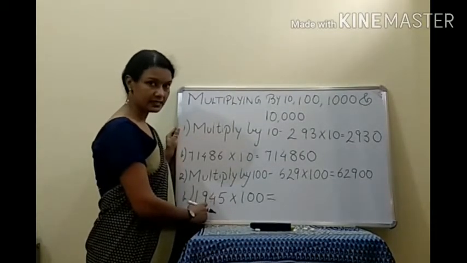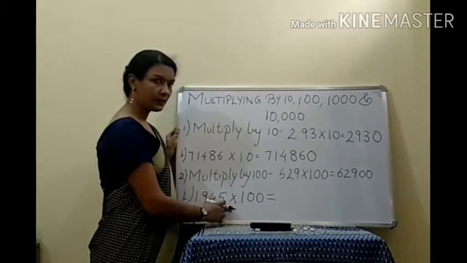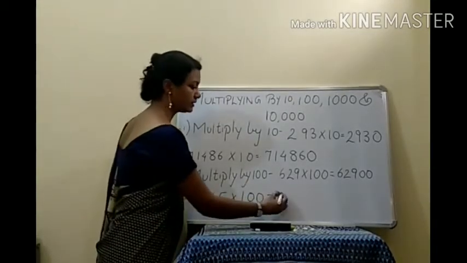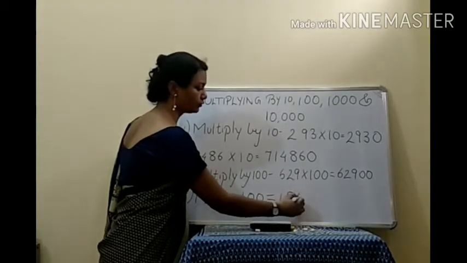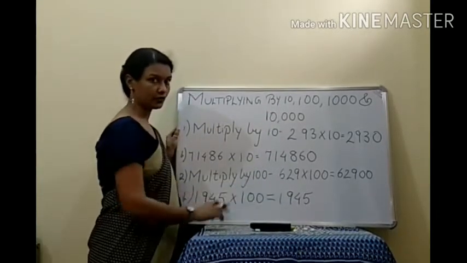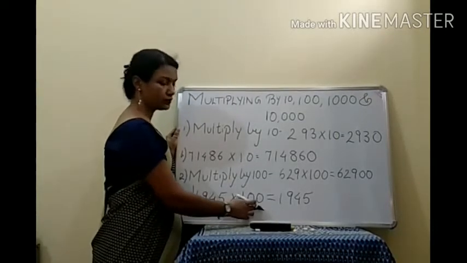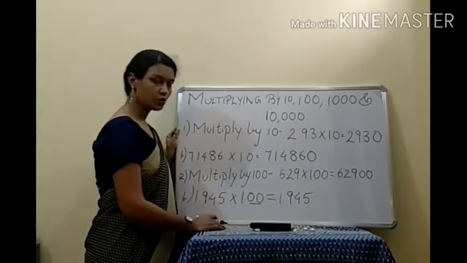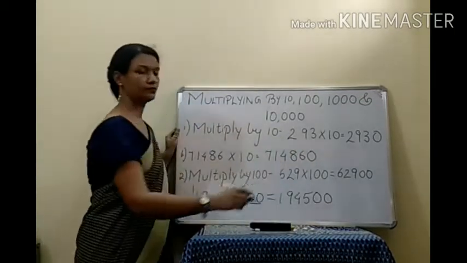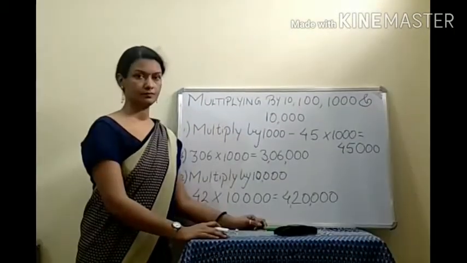1945, that is 1945 multiply by 100. What we will do? We will write 1945 as it is, that is 1945, and how many zeros we will put? 2 zeros. So we will write here 2 zeros. Understood?